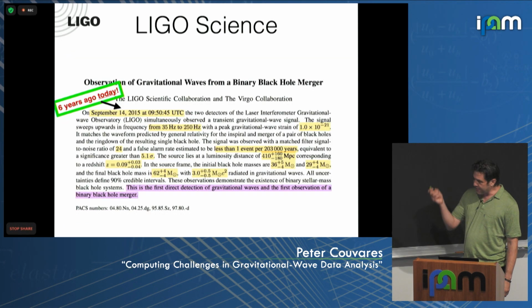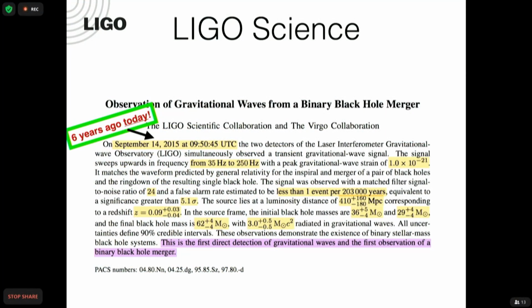Let's see. I think it's notable. I'm actually really proud to be here six years ago today. It is the anniversary of our landmark gravitational wave.